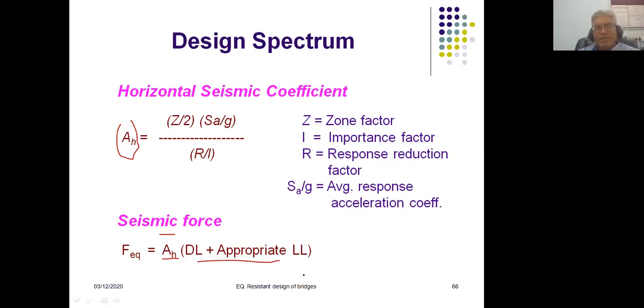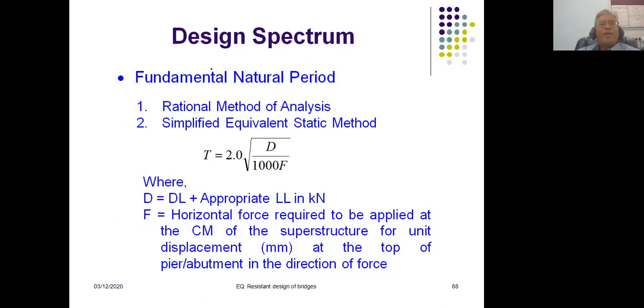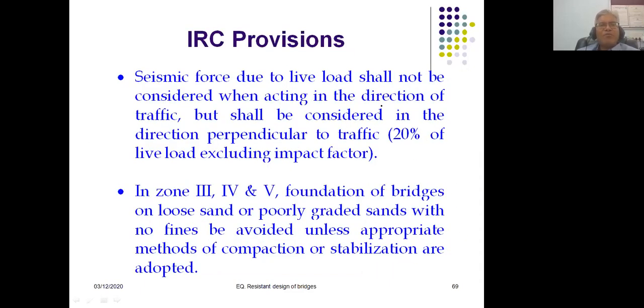And the seismic weight is known as the dead load plus an appropriate amount of live load. So the same kind of design spectrum prescribed by IS 1893 is to be used for different types of damping and different types of soil condition. We can use the fundamental natural period determined by either the rational method of analysis or a simplified method. For the regular case, the time period can be determined using such a formula, in which D is the dead load plus an appropriate amount of live load, and F is the flexibility coefficient, the horizontal force required to apply for unit deformation.